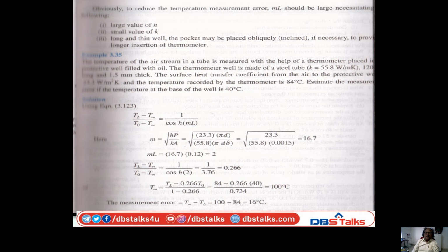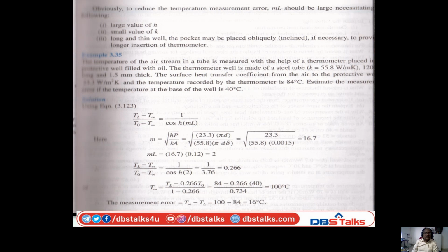The K value and the dimensions are also given: 120 mm long and 1.5 mm thick. So the L value and the t value are given. The surface heat transfer coefficient from the air to the protective well, the H value, is given: 23.3 watt per meter square Kelvin. The temperature recorded by the thermometer is 84 degrees centigrade.